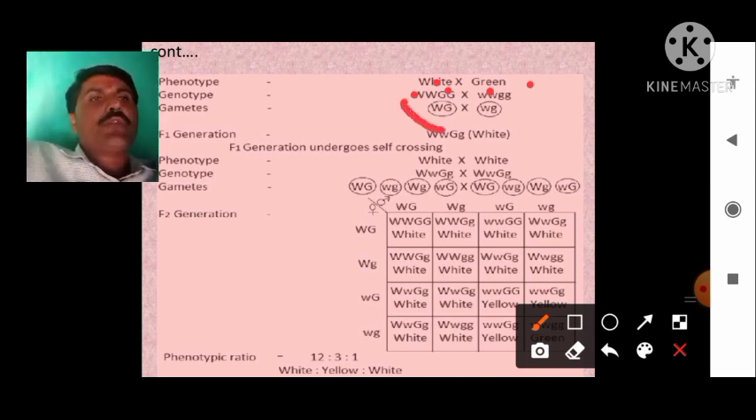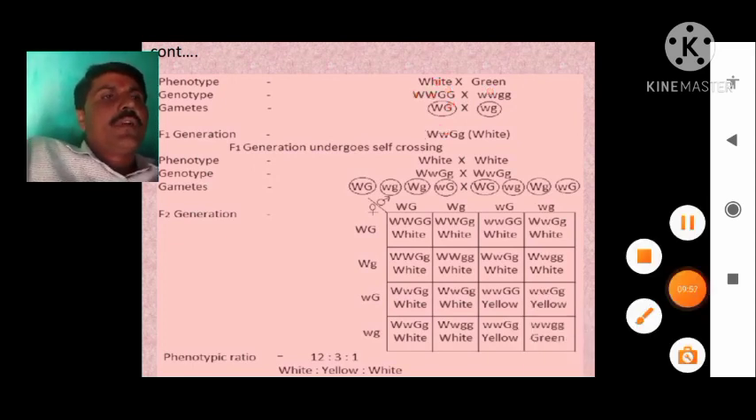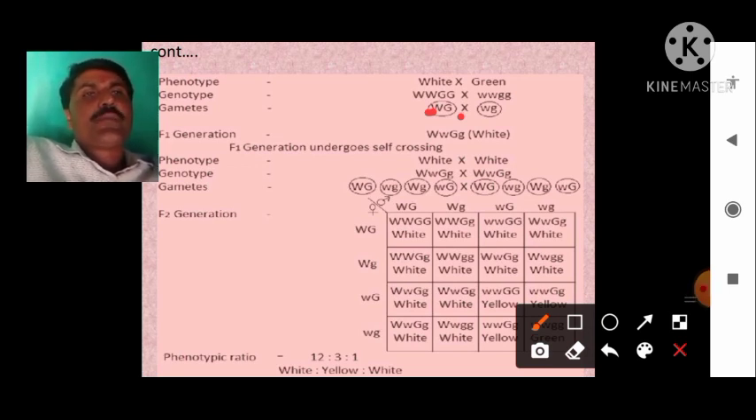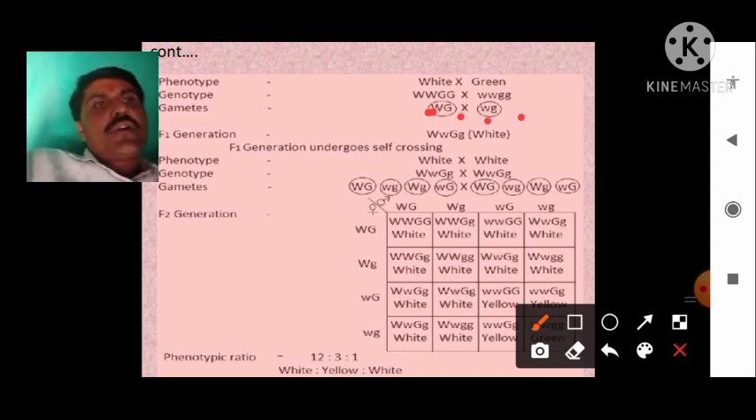One W will come from this side, and this one G from this side. These two, one gene of capital W and one capital G, one from each pair, were crossed with the smaller g and the smaller w. So when we got the progeny in the F1 generation, we saw that white color was seen in the plant.